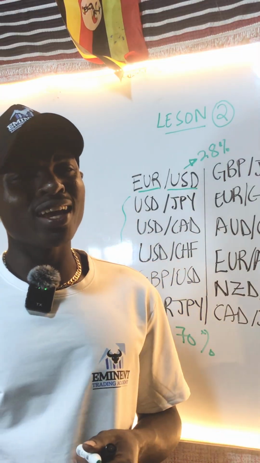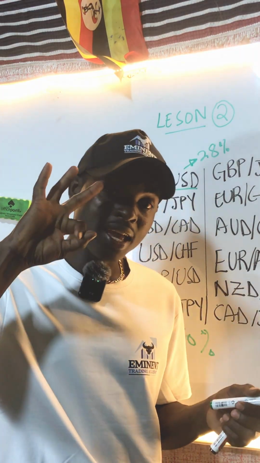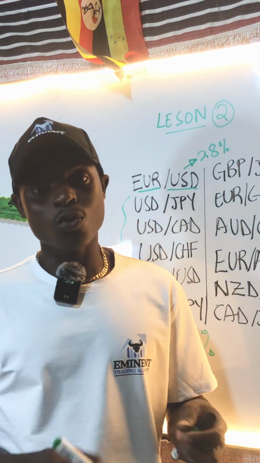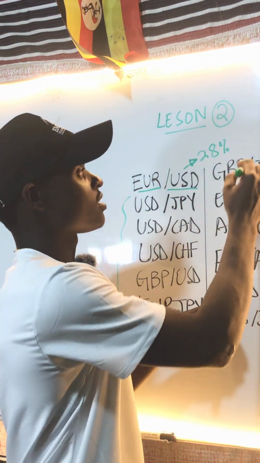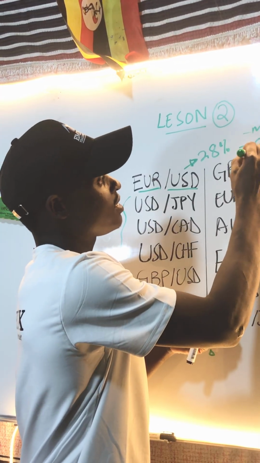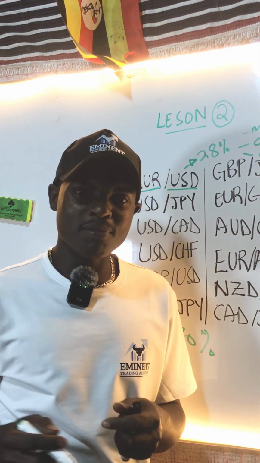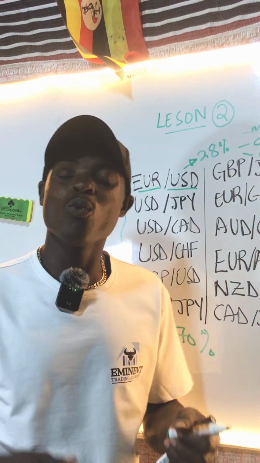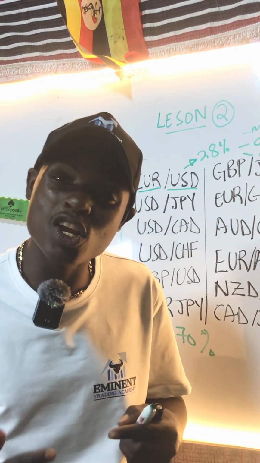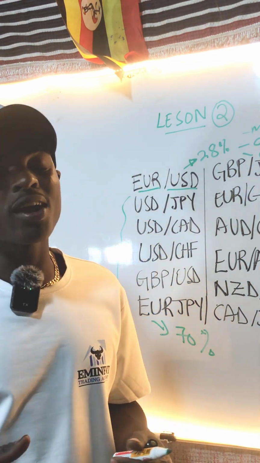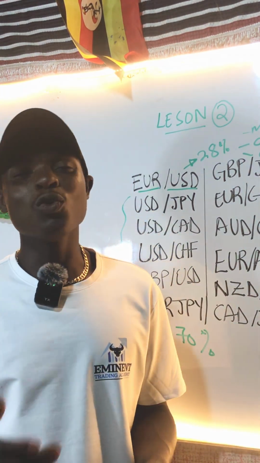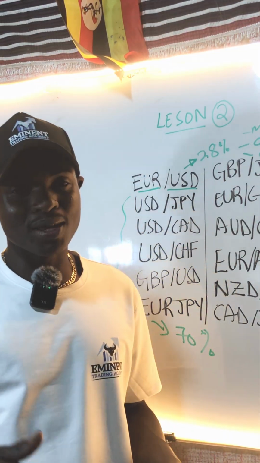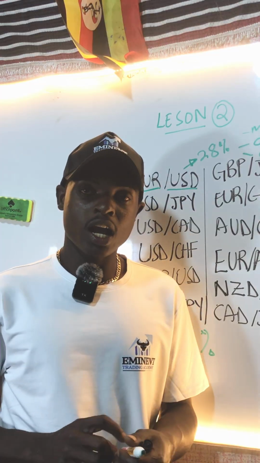These currency pairs have three major types. We have the majors, the crosses, and the exotics. The major currency pairs are currency pairs which represent the developed countries like the US, the UK, Germany, Canada, Switzerland, those developed countries.